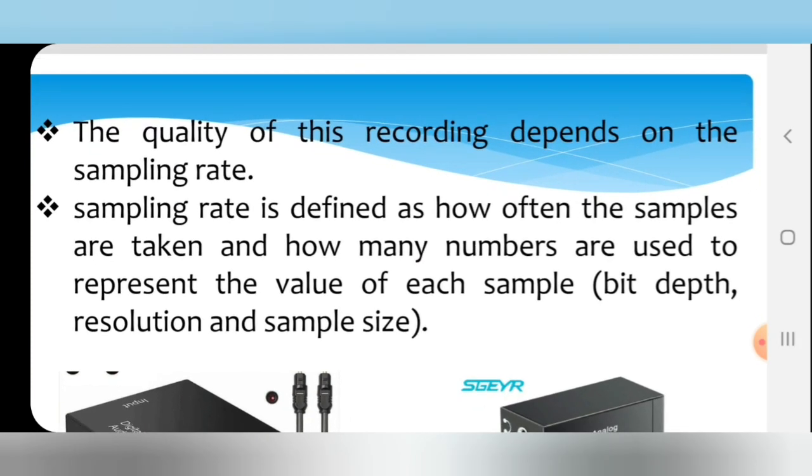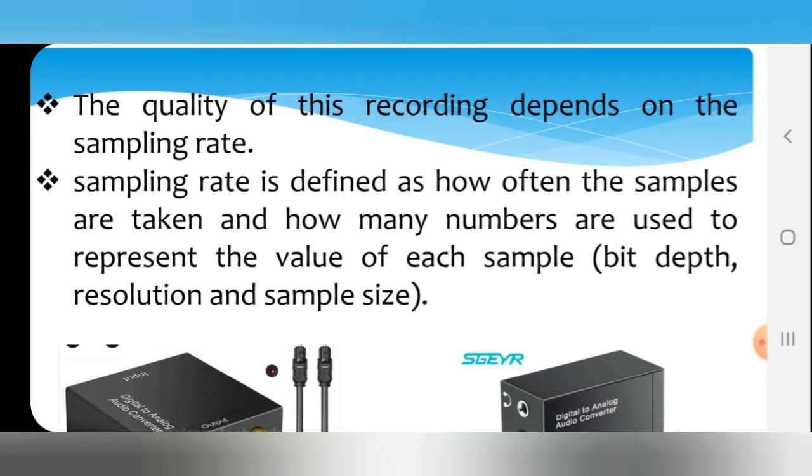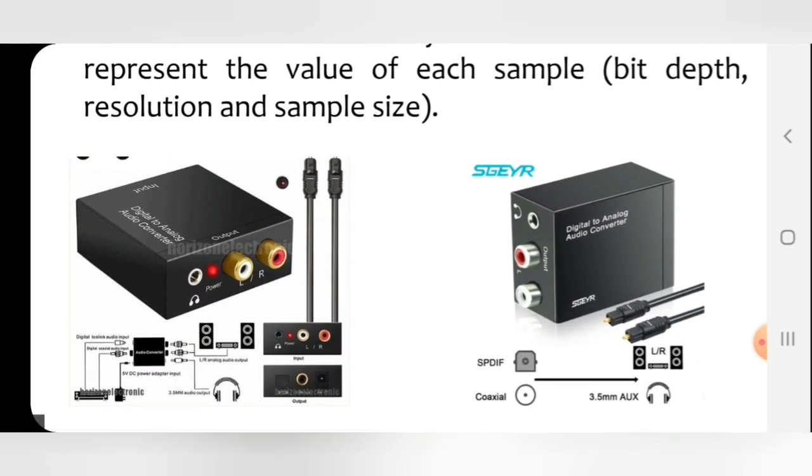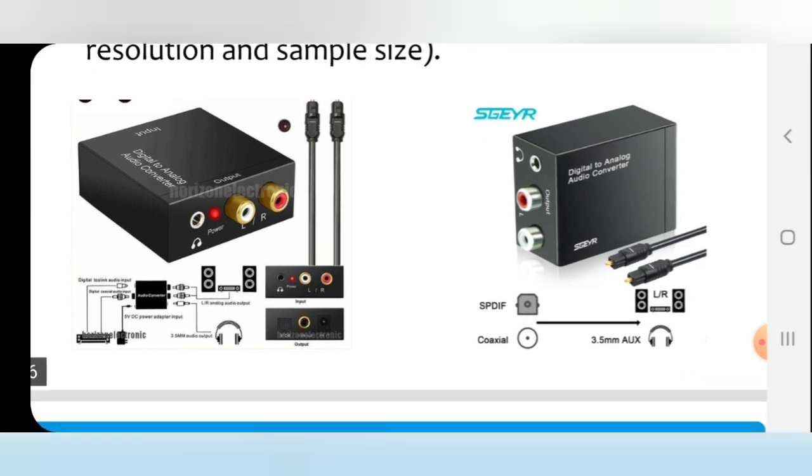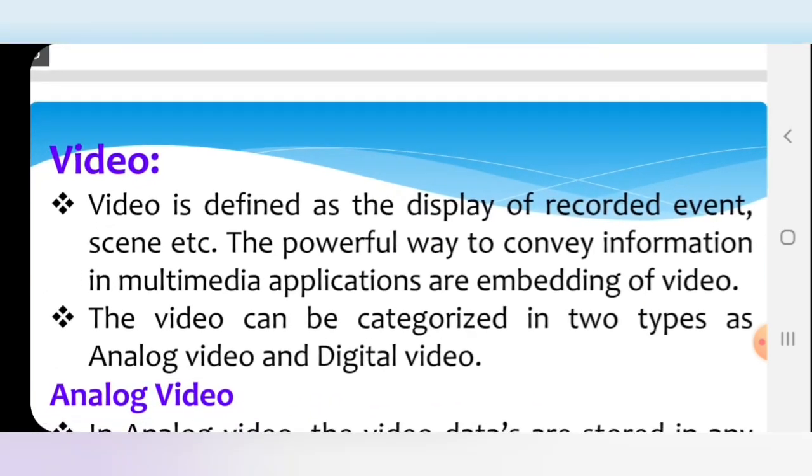So these are the things used in digital audio. The quality of the recording depends upon the sampling rate. The sampling rate is how often the samples are taken, and how many bits are used to represent the value of each sample. Bits are zeros and ones, which you already learned. So everything depends upon the bit resolution and sample size. Nowadays, everything is digitalized audio.